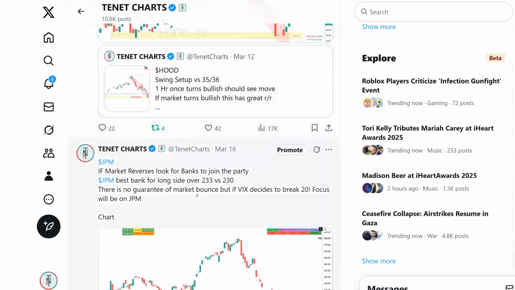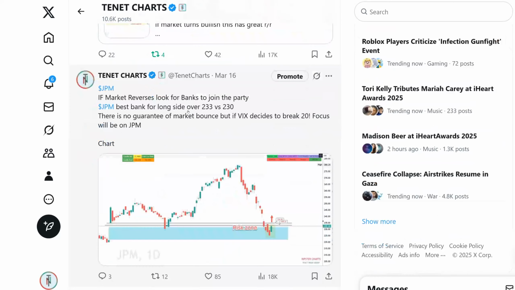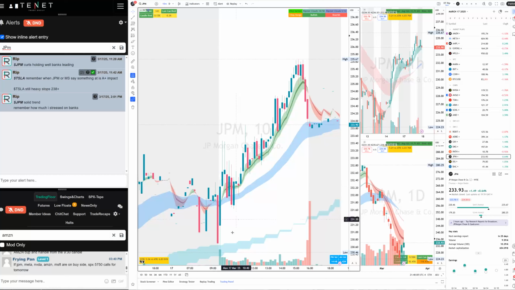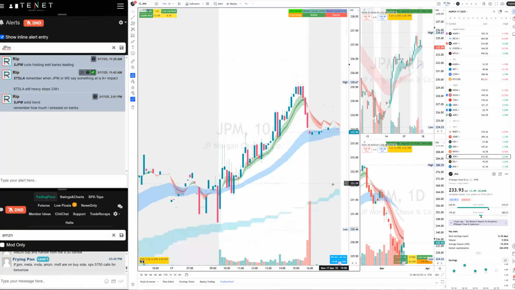JPM, the best bank to long over 233 with a risk of 230. All right, so that was the plan on JPM. 233 long, risk of $3, and let's see how JPM did. It pushed, right? You long right here. You can put your stops at MTF Clouds. You don't really have to put 230s.